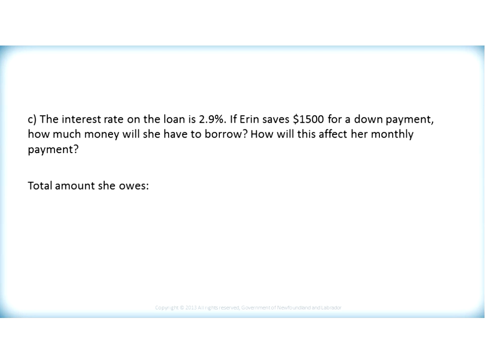Okay, the interest rate on her loan is 2.9%. If she saved $1,500 for a down payment, how much money will she have to borrow? And how will this affect her monthly payment? So the total amount she owes is equal to the cost of the car, $24,546.87, minus her down payment. This means that she's going to have to borrow $23,046.87 now.